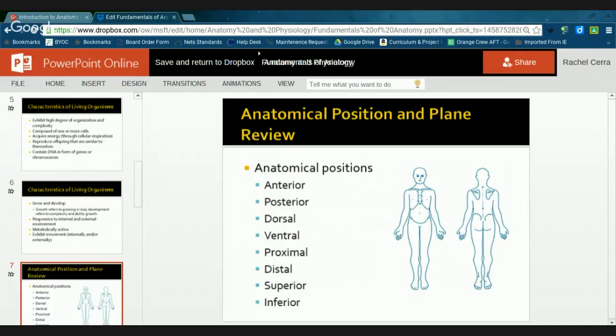By the way, these kind of go in pairs. Your dorsal and your ventral go together. Dorsal refers to the back side of an organism, and then ventral refers to the stomach side.